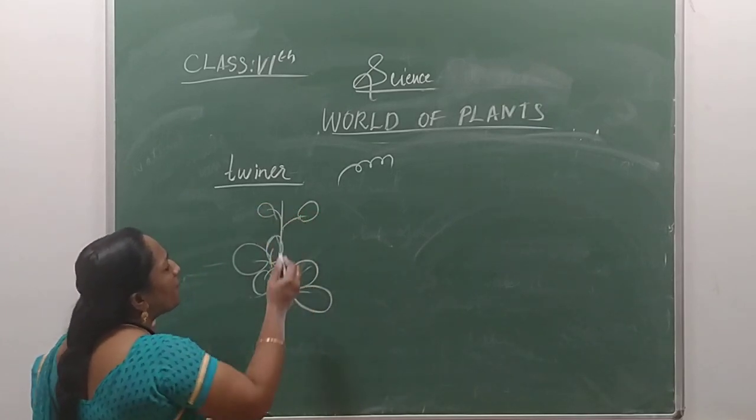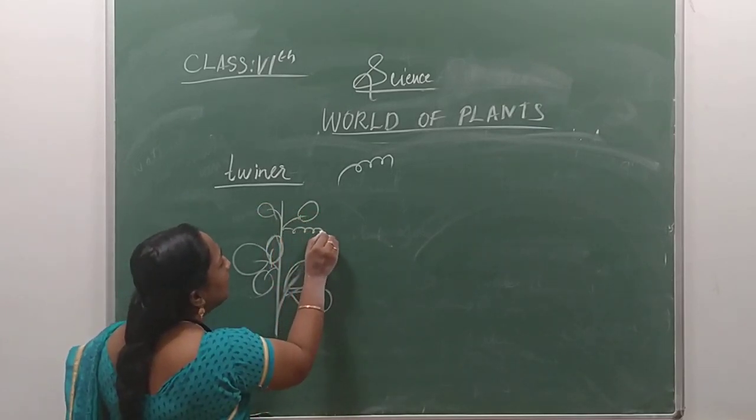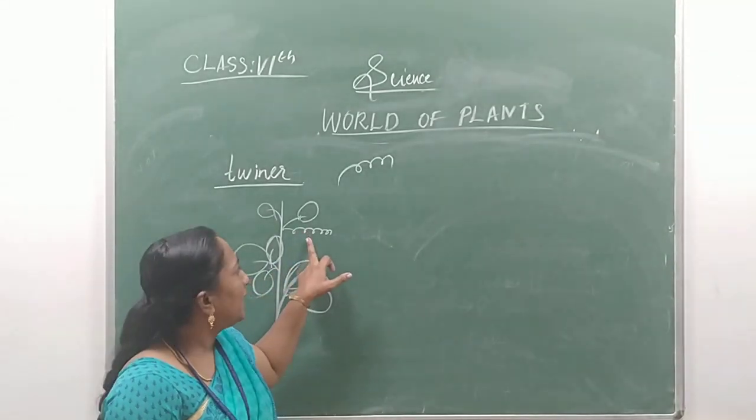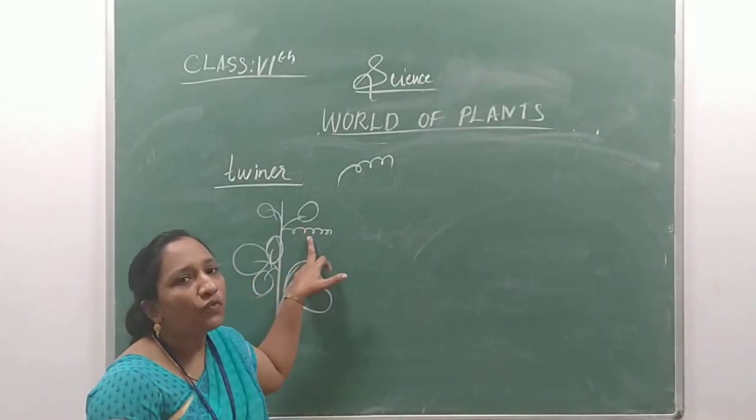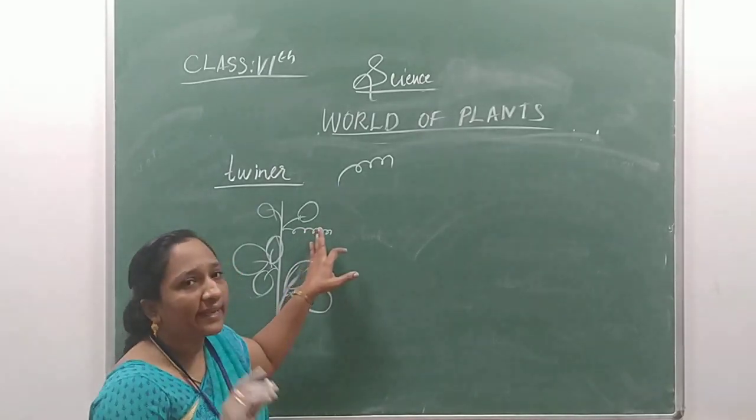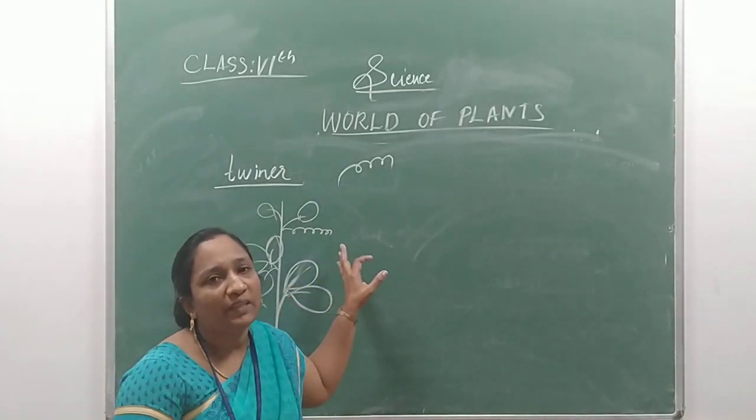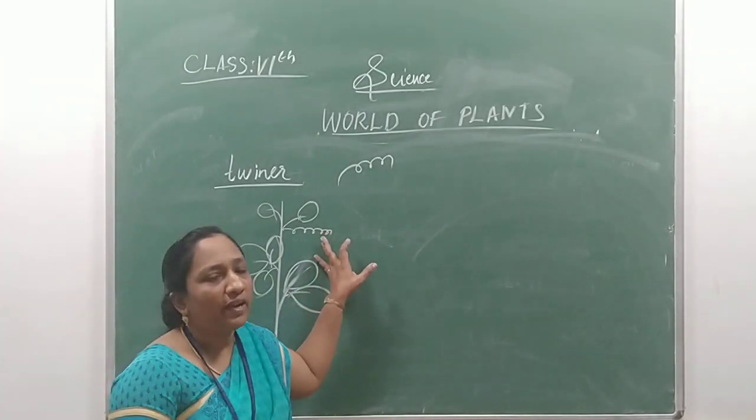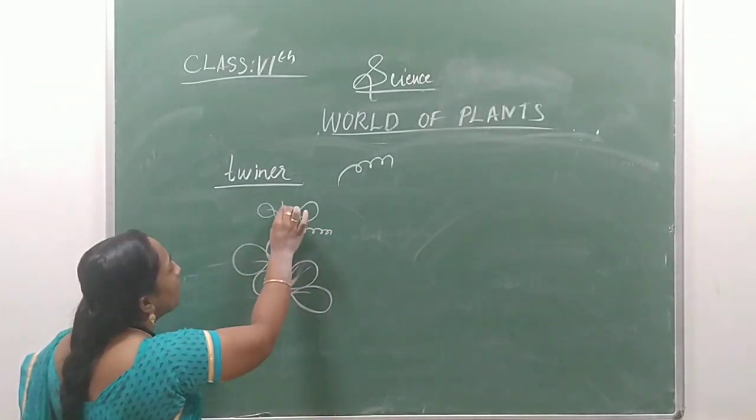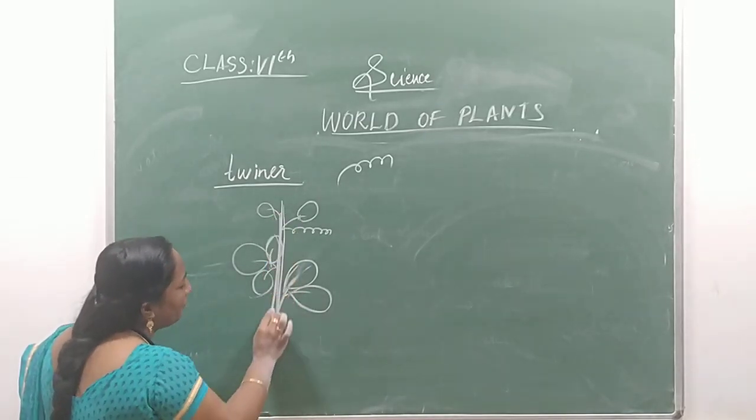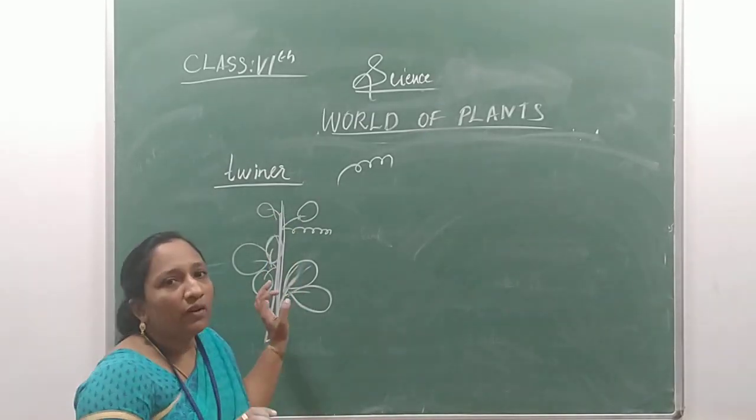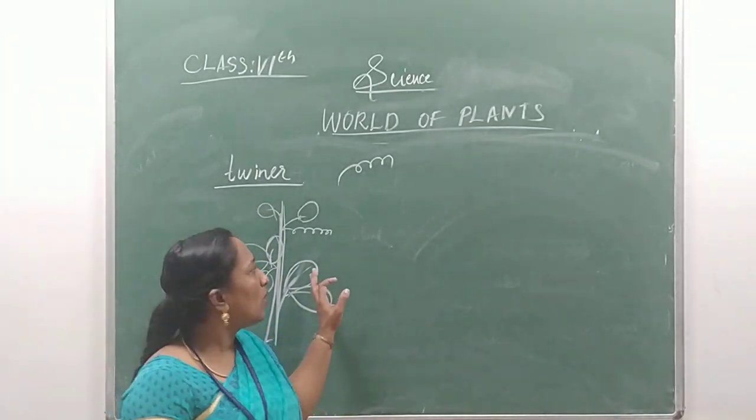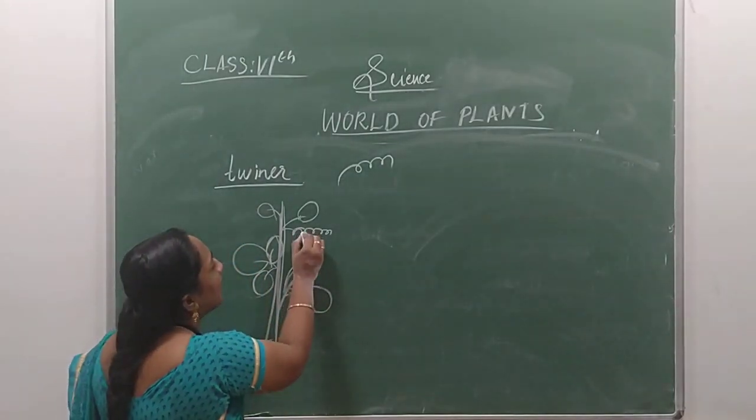Like this plant, what happens? It will have some leaf modified into a spring-like form. This spring is useful for attachment, for getting support from nearby plants or a nearby stem, whatever it may be. These plants will have a weak stem. Because of the weakness, they cannot stand erect. To avoid it, they have a spring-like adaptation.